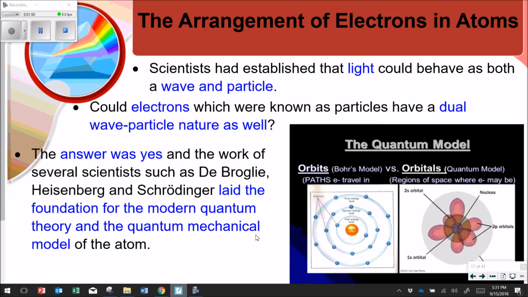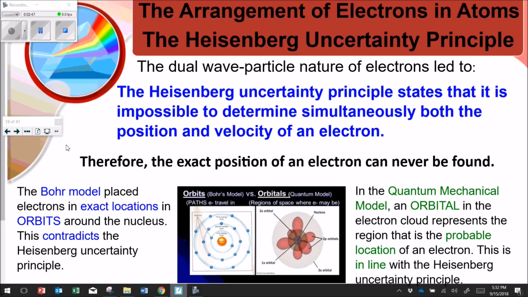Scientists had established the dual wave particle nature of light, so they wanted to establish if electrons, which were thought of as particles then, could also have the same dual wave particle nature. Sure enough, they did, and this led to the current quantum mechanical model of the atom instead of the Bohr model. The discovery of the dual wave particle nature of electrons led to the Heisenberg uncertainty principle, which states that it is impossible to determine simultaneously both the position and the velocity of an electron. So the exact position of an electron can never actually be determined.